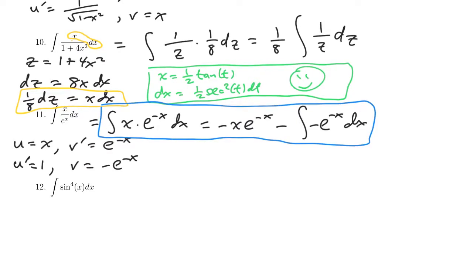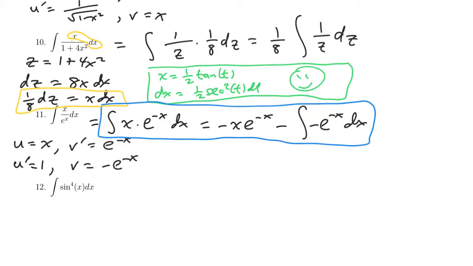And finally, for number 12, we have sine to the fourth, and this is the kind of trig integration that we'd rather not have, because it's got an even power of sine and no cosines. So all of our normal ways of dealing with this kind of go out the window. And so what we learned is that we have to involve double angle formulas for trig.